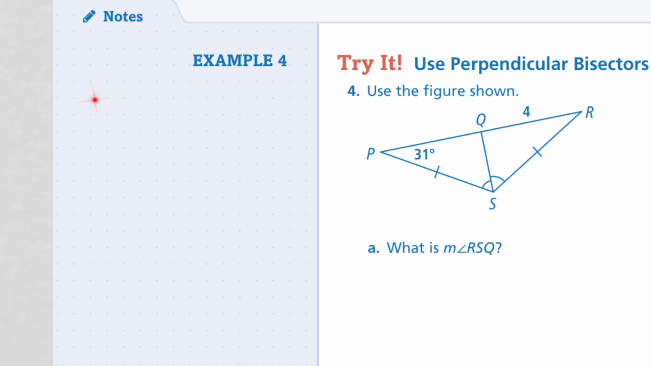Okay, in this case, you're going to be using the theorem for perpendicular bisector. This is theorem 4-2, and it's on page 161 in your textbook, so you guys can go ahead and copy that theorem down.